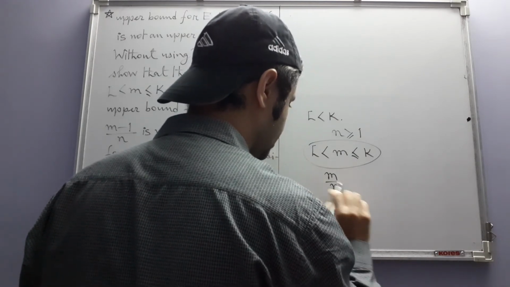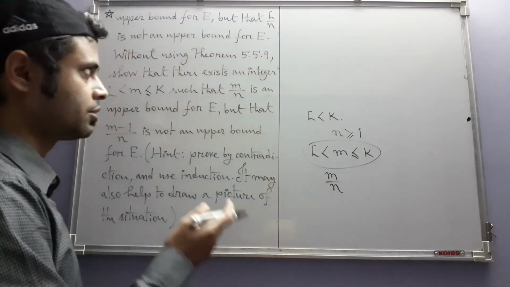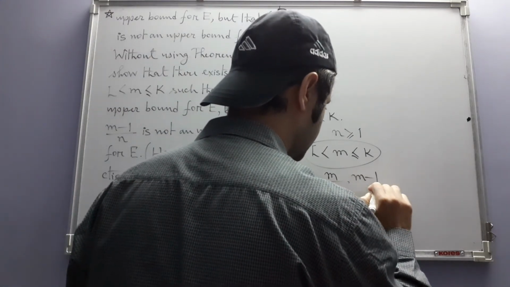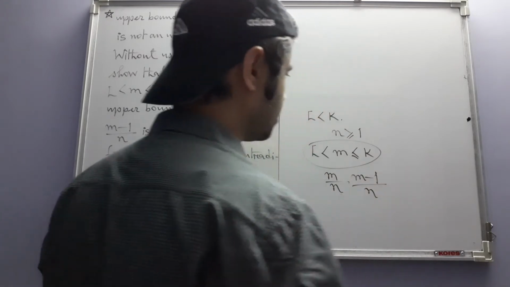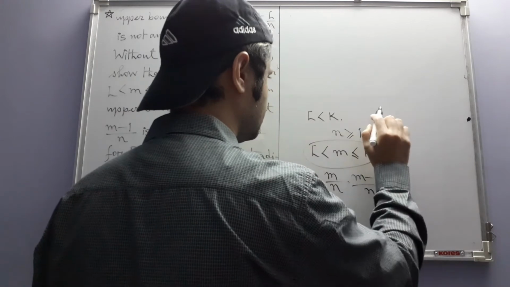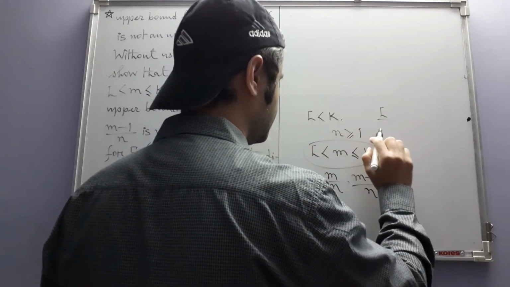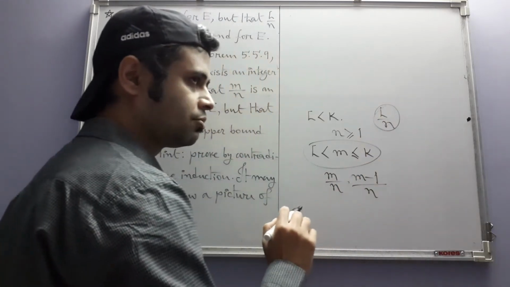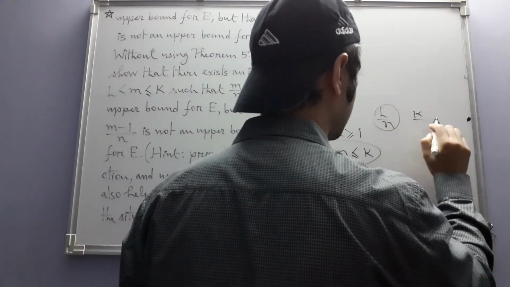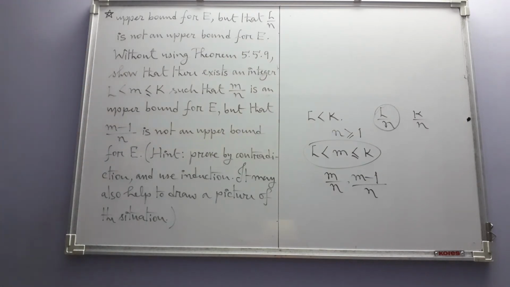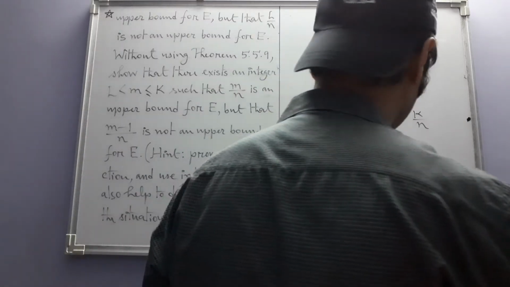m divided by n is an upper bound for the set E, but m minus 1 divided by n is not an upper bound for E. I forgot to mention, the other thing that is given is that L by n is not an upper bound for E, but K by n is an upper bound for E. Okay, so that's what we have to show here.